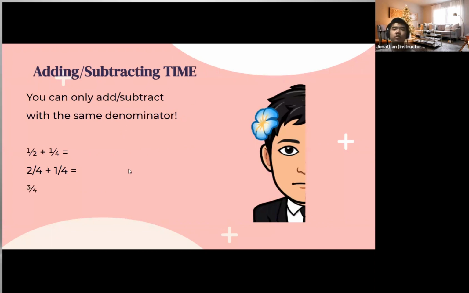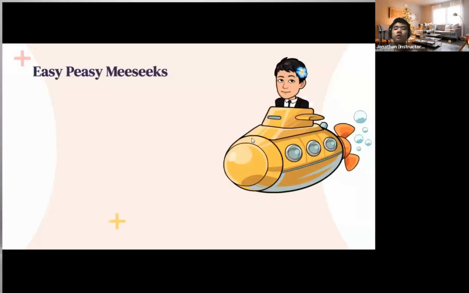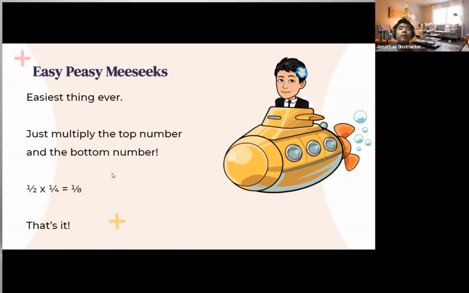So also remember what a mixed number is. A mixed number is basically a whole number and a proper fraction. And multiplying fractions is super easy. You just multiply the top and the bottom.